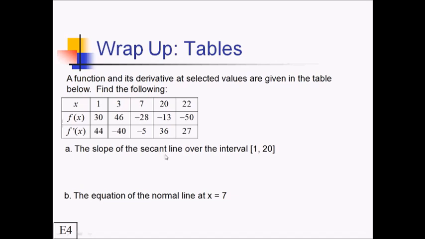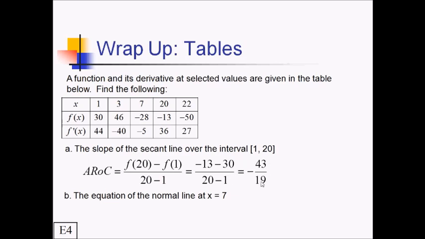So for slope of a secant line, that's code for average rate of change. So we need to do f of 20 minus f of 1 all over 20 minus 1. F of 20 is negative 13. F of 1 is 30. So negative 13 minus 30. So that ends up being negative 43 over 19, which we can't really reduce, so we'll just leave it.